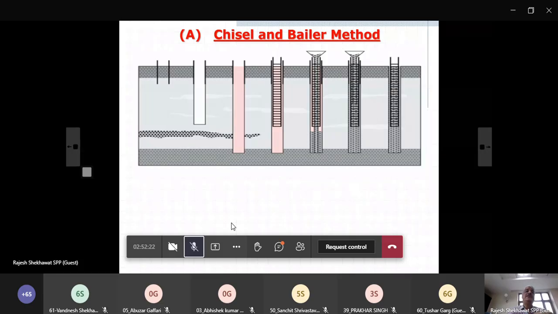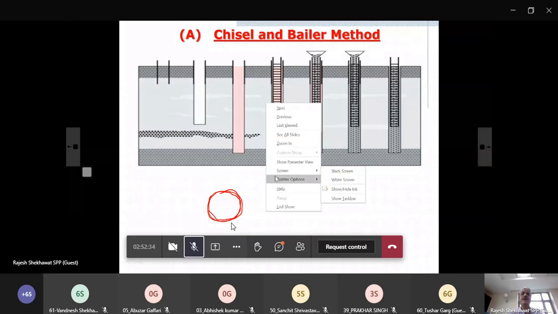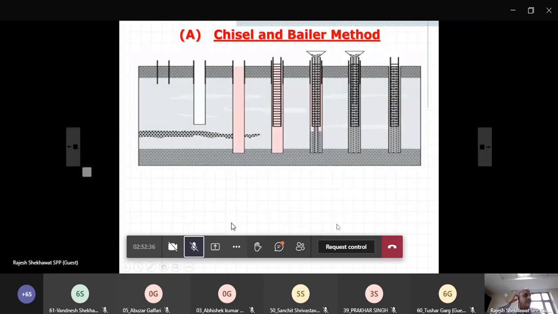So what is done in this method? In this method, this is your ground. First you make liners of steel plate. You bend the steel plate, 6 mm or 8 mm normally is used. You design depending on up to what depth you have to go and what the diameter of the pile is. You bend it to a circular shape, and this is called a liner. So you drive the liner to the required depth or wherever refusal comes. Sometimes refusal will come for the liner. It means hard strata has come.